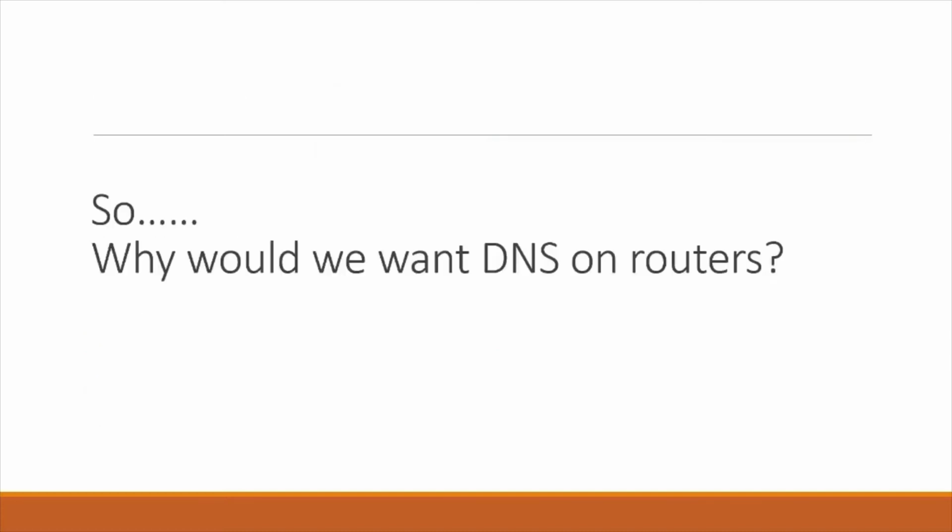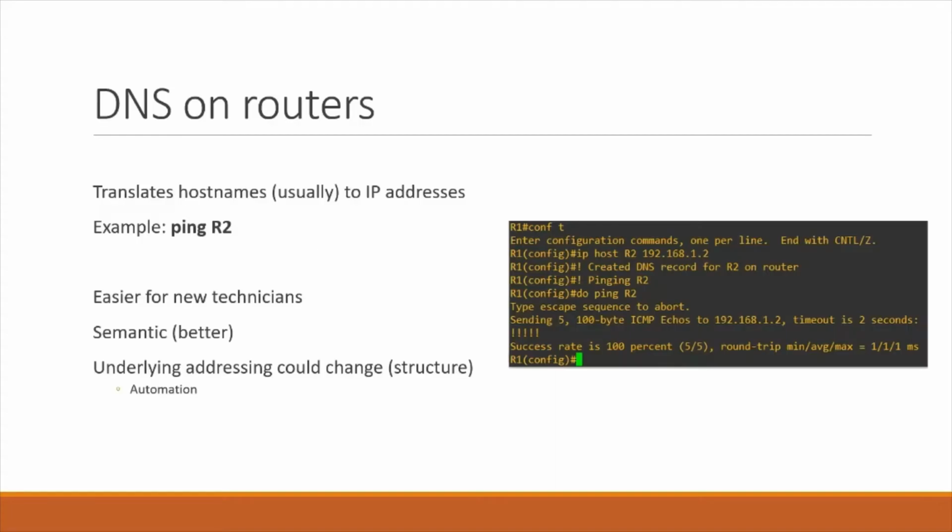So why would we want DNS on routers? For example, if you were a new technician and you wanted to ping a router, but you didn't know the IP address for it, now you can actually ping it by what it's called. You can see what we've done here is ping R2, and it works because that router will have the records for that name on the router itself. This makes it easier for new technicians.